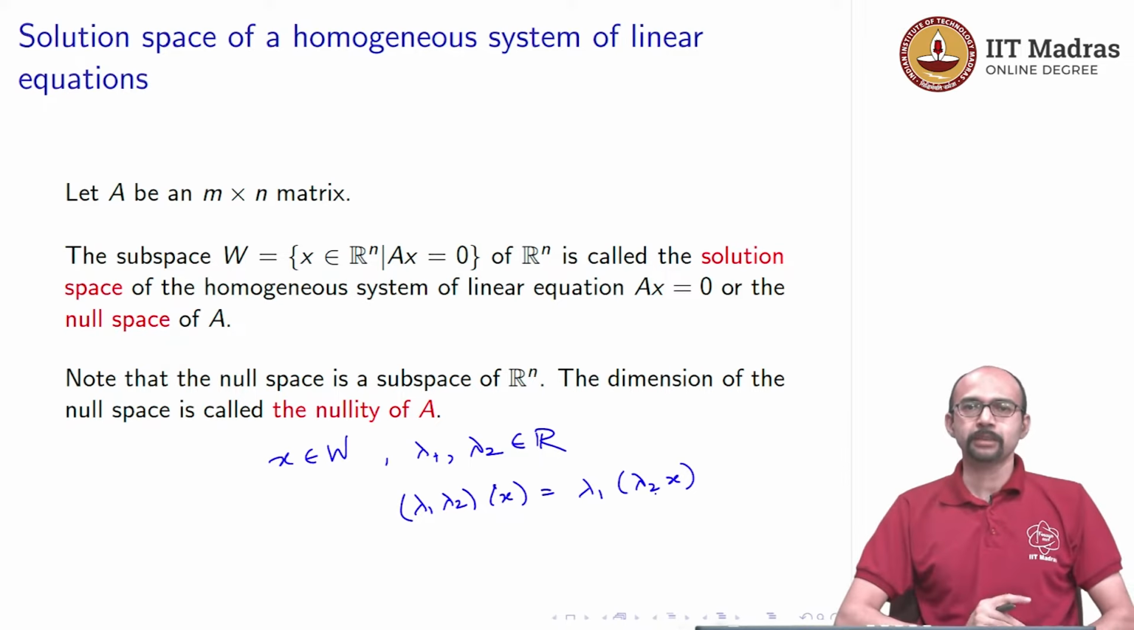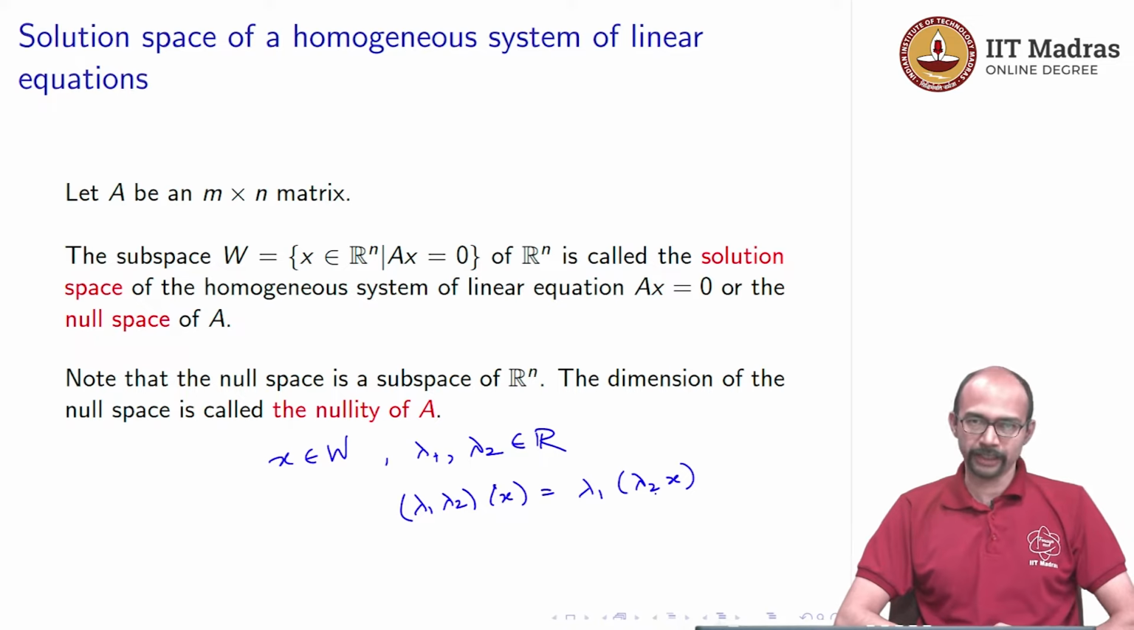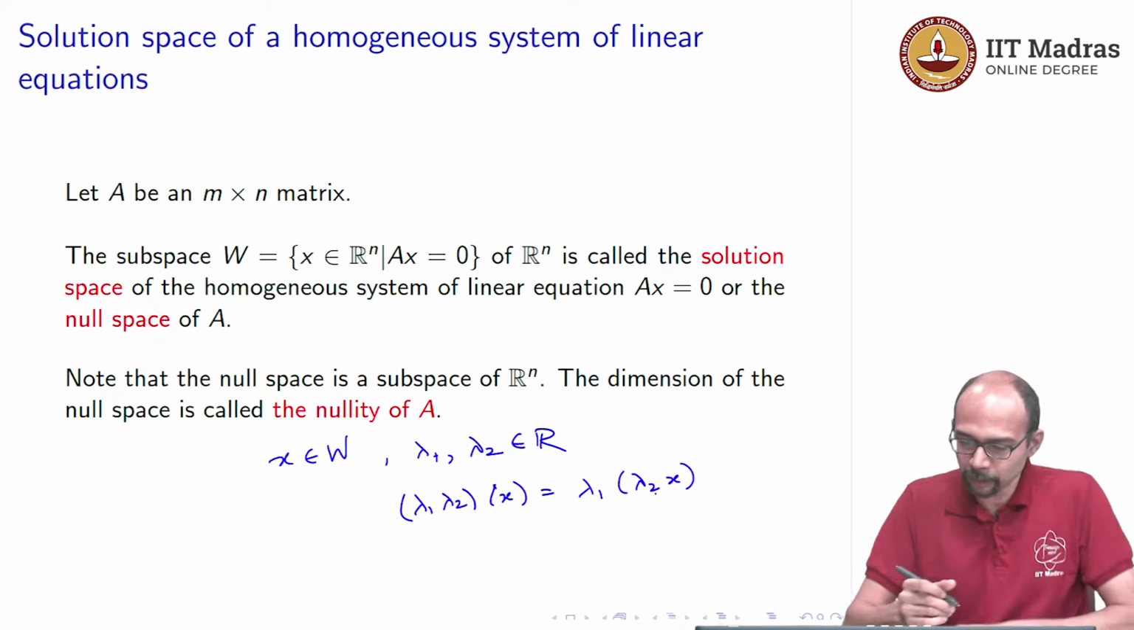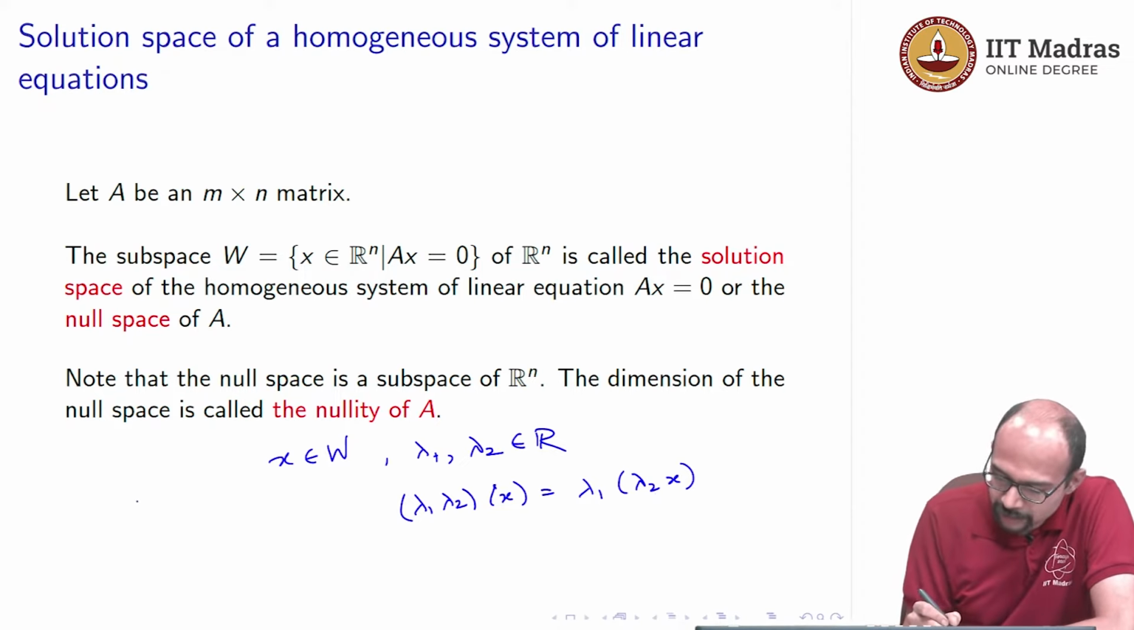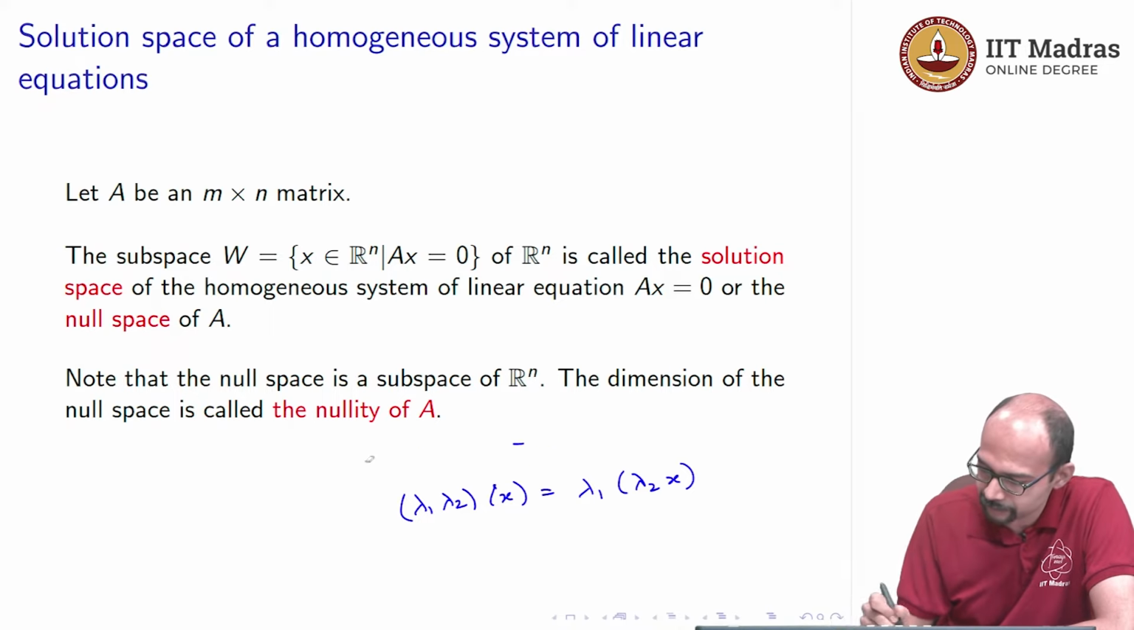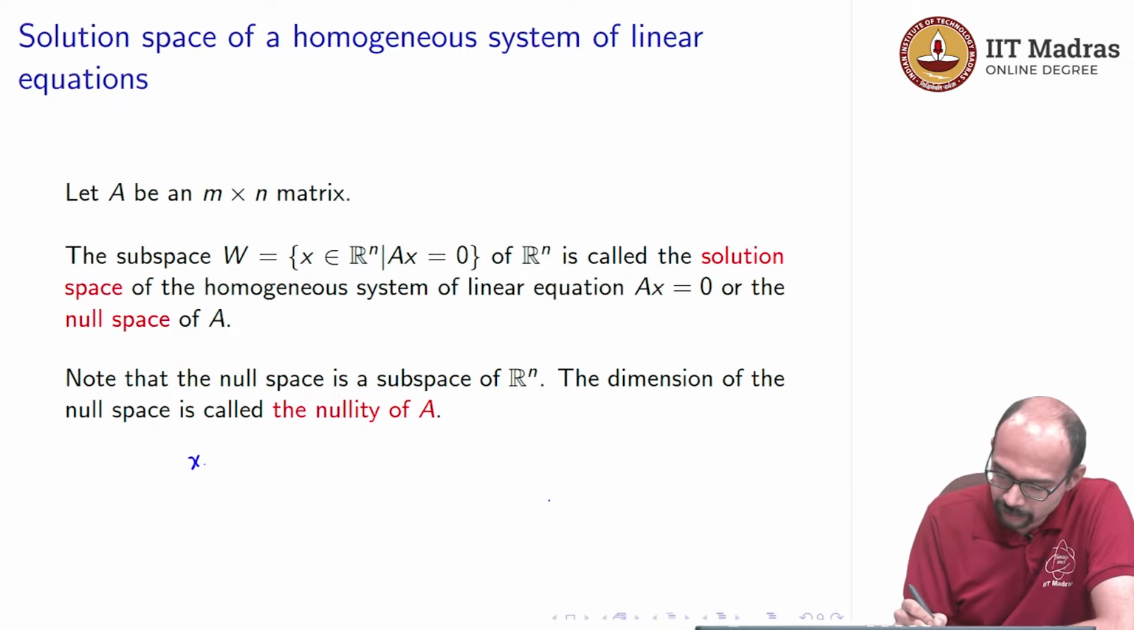So, if you want to check something is a subspace, we need not check all the axioms of a vector space. We have to check only a couple of them, namely that if you have x and y belonging to W, then x plus y belongs to W, and indeed that is true in this case.